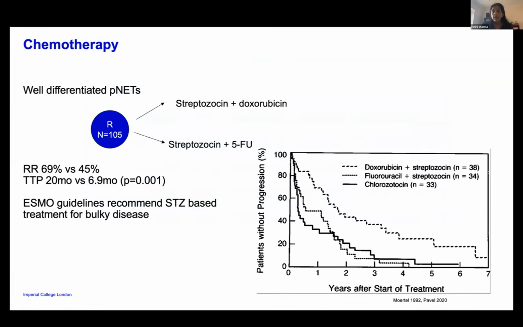versus 7 months. The ESMO guidelines currently recommend streptozocin-based regimens for pancreatic neuroendocrine tumors where there is bulky disease. And I think that's a really key point. This was all well differentiated. So these weren't patients who had rapidly progressive grade 3 disease. It's well differentiated PNETs with bulky disease. And so that's where it fits currently.